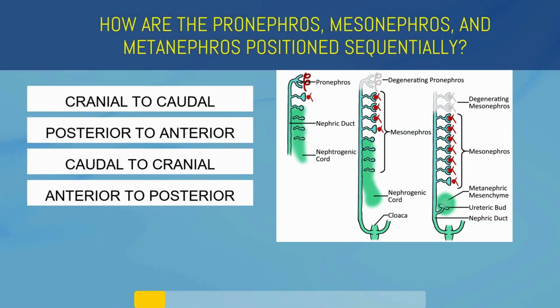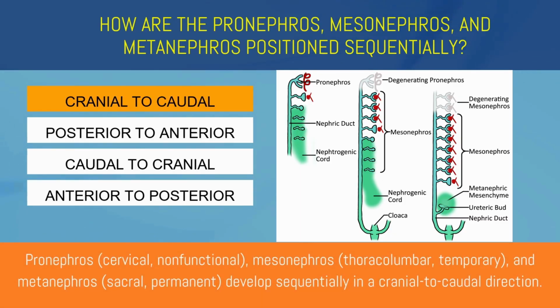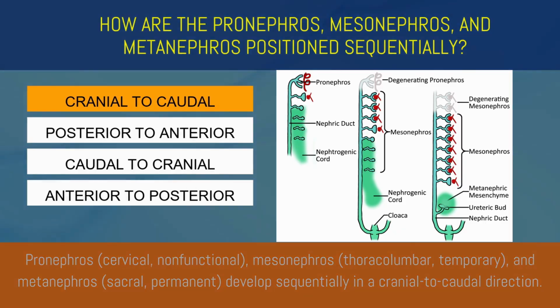How are the pronephros, mesonephros, and metanephros positioned sequentially? Cranial to caudal, posterior to anterior, caudal to cranial, or anterior to posterior? Cranial to caudal. Pronephros, mesonephros, and metanephros develop sequentially in a cranial to caudal direction.